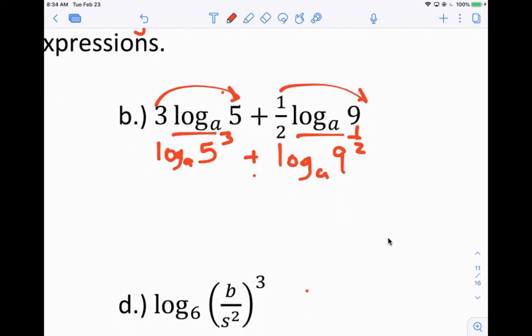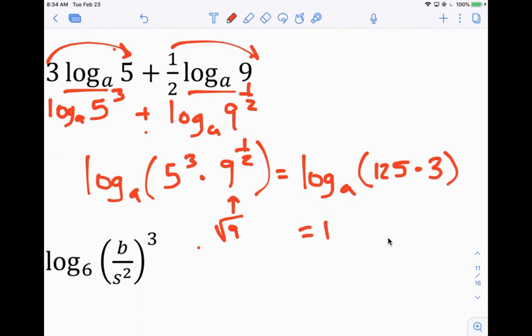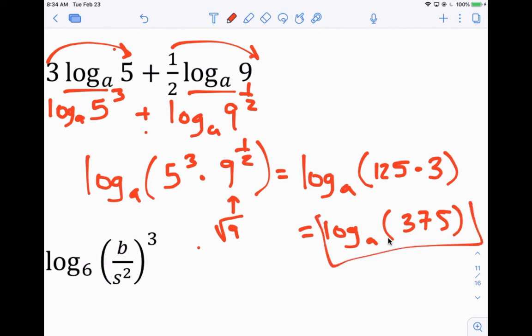I have a plus sign now, which means 1 log, and my arguments will be multiplied. All right, so now I've got log A, 5 to the third is 125. This is the same thing as square root of 9, which we know as 3. So log A of 375. Boom. Nice, pretty, this one.